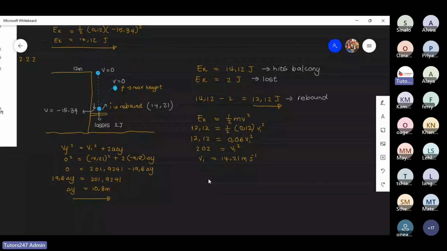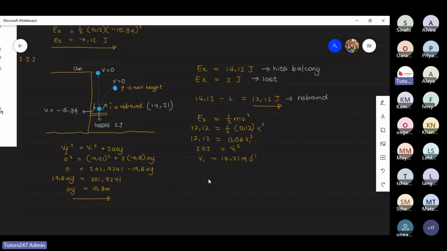Okay, so the most important thing is to understand. Understand that the object hit the balcony and then lost energy. So the velocity with which it hit the balcony is not the same velocity with which it left the balcony. Why? Because there was a loss in energy.